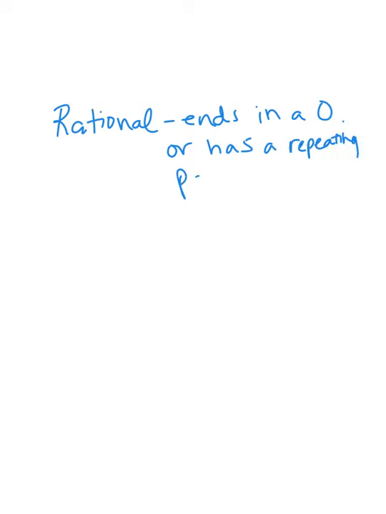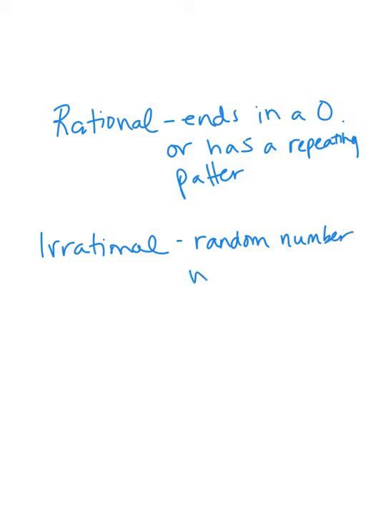Okay. An irrational number will just have random numbers with no pattern at all. So when I say it ends in a zero, so something like 3.0, that's a rational number. 0.3333333 repeating, that's a rational number. It could be 0.125, 125, 125, because it has a pattern to it.